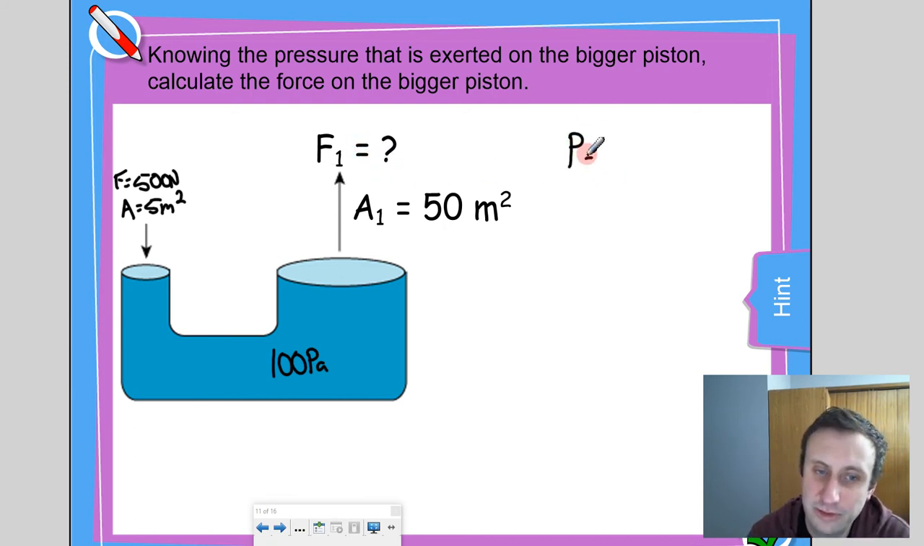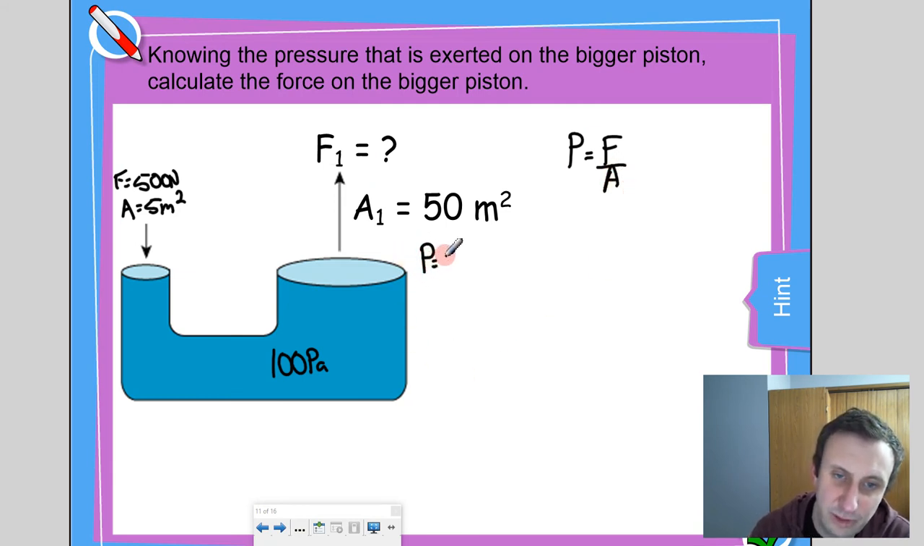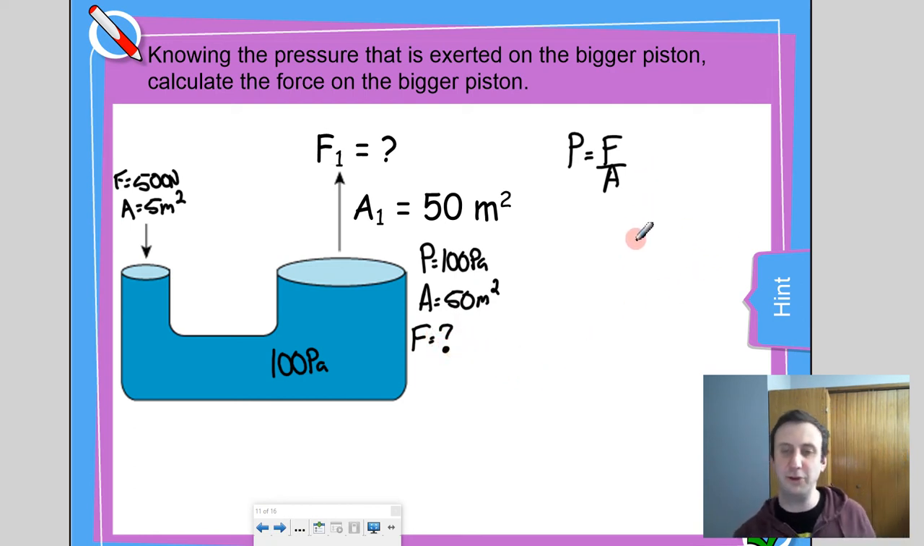I know that pressure is equal to force divided by area. The information I have is that pressure is equal to 100 pascals, and area is equal to 50 meters squared. I want to find force. This is a little bit complicated for math, and this isn't a typical question, but in order for me to find force, I need to multiply both sides by area. Right now it's on the bottom. I need it to be on the top, so I have force alone so I can solve for it. Whatever you're solving for, you're always getting alone.